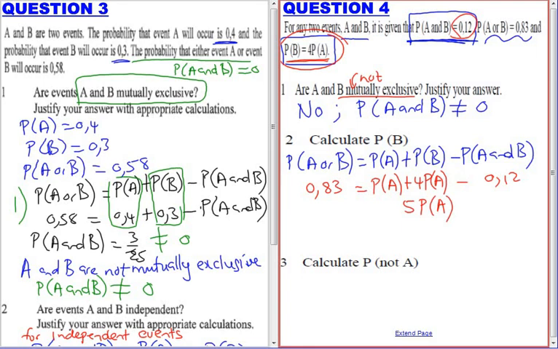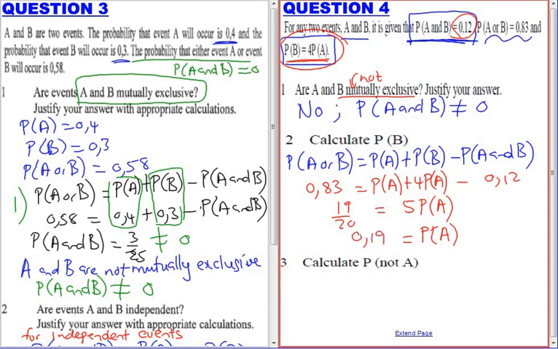4 plus 1, that's 5. That's like terms, so let's add those two. 0.83 and let's add 0.12, right? So I'm getting 19 over 20. I like fractions, so I'm going to keep it like that. So the probability of A, I'll have to divide that by 5, right? So that would be 19 over 100, 0.19.